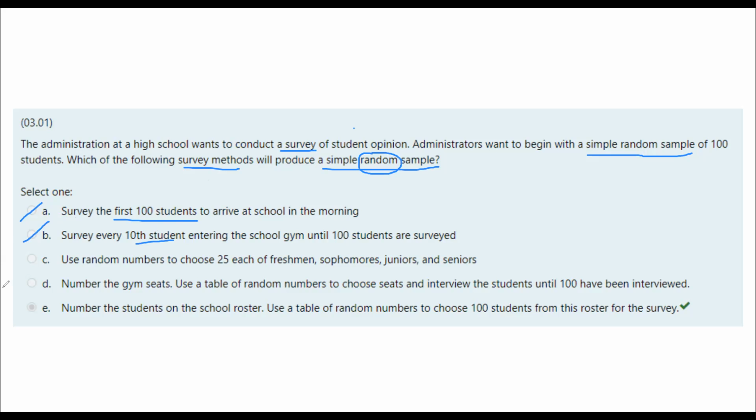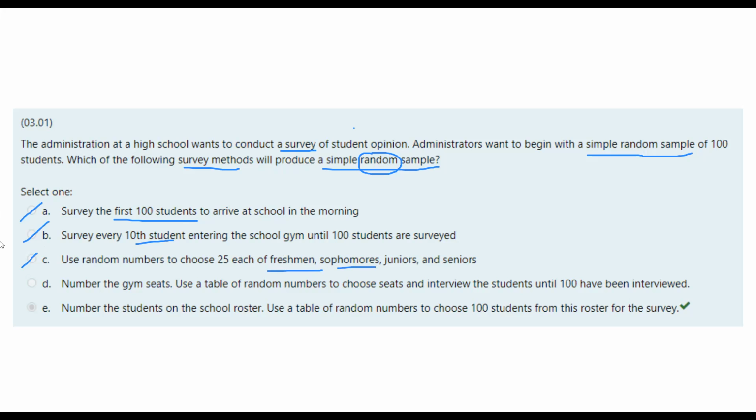Use random numbers to choose 25 of each of those. That's not simple random. That's actually a different kind that we're not going to talk about yet, but that's stratified. But that's not simple random because we're taking some from each group that's based on characteristics.